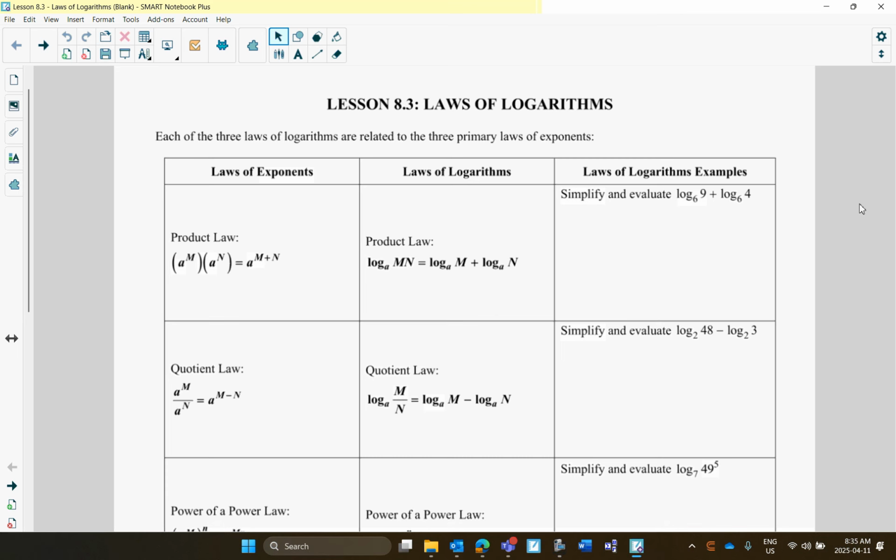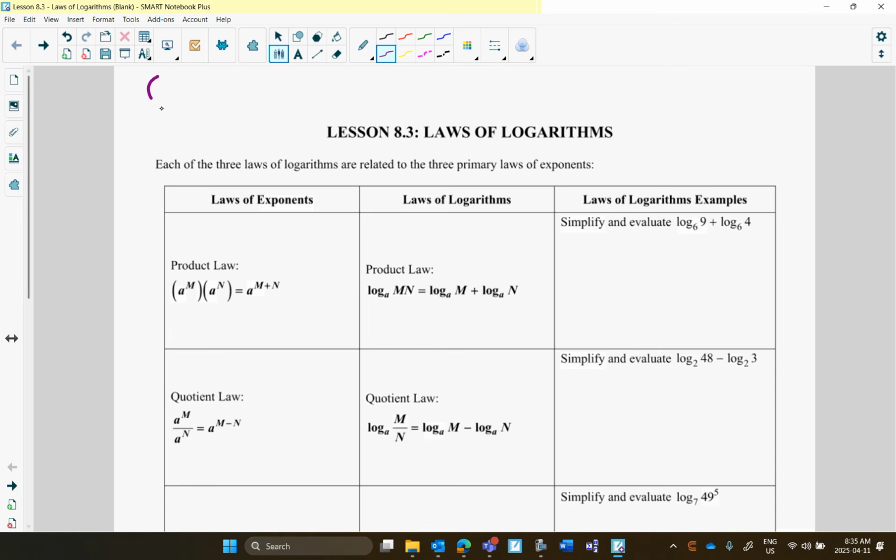So a few years ago, you guys learned exponent laws. And there were three main types of exponents. When I multiply two powers that have the same base, I can write it as a single power. And what do I do with the exponents?